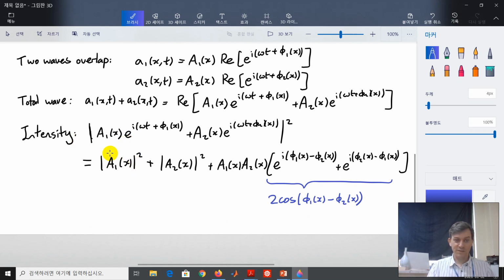The first term is just the intensity of the first wave squared. The second term is the intensity of the second wave squared, and this term therefore describes the interference, which gives you the constructive and destructive peaks and troughs. This one is proportional to E1, this one is proportional to E2, and this term here describes interference.